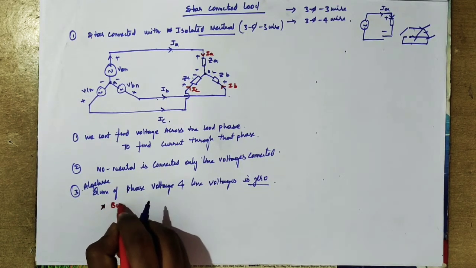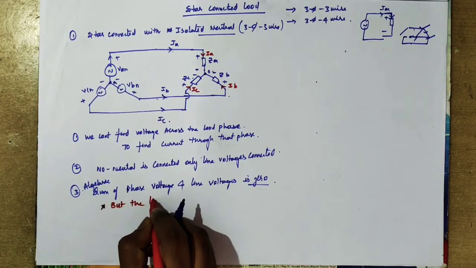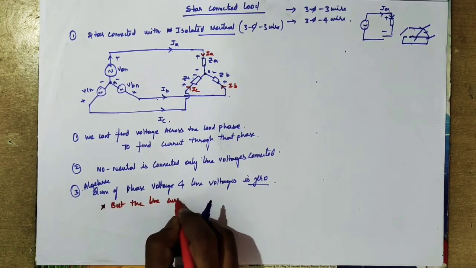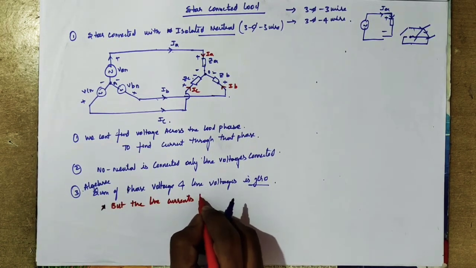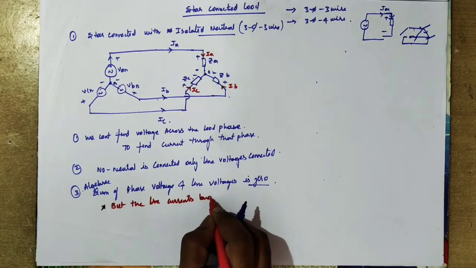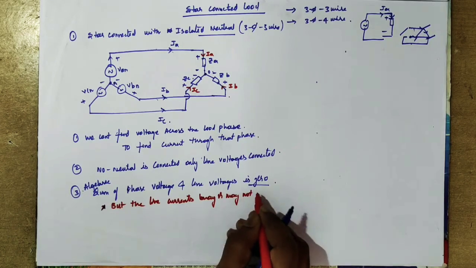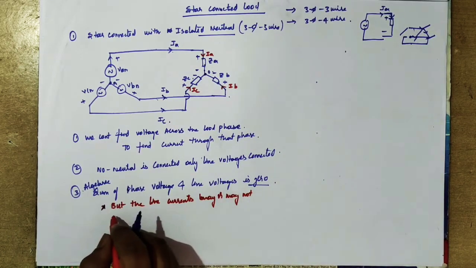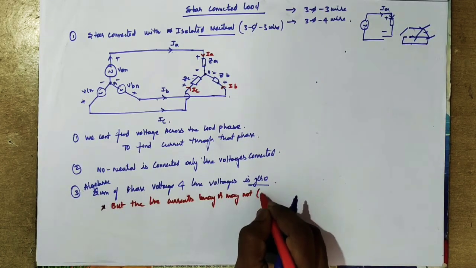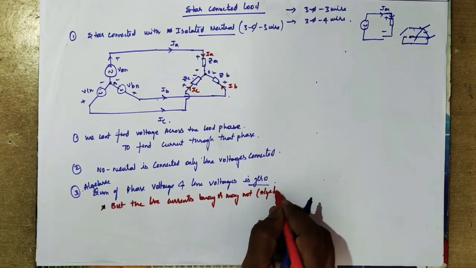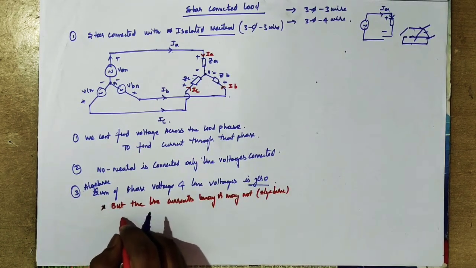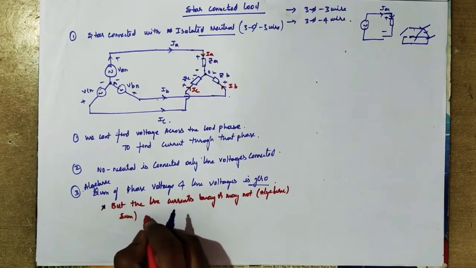but the line voltages, the line currents, may or may not have an algebraic sum equal to 0.